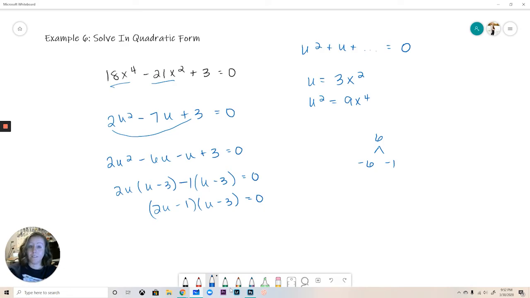Now again, still a recall moment. We're going to break up these two factors here. Erase this side work. We're going to have two separate equations. We're going to have 2u minus 1 equals 0, and u minus 3 also equals 0. So we have u equals, and I'm just going to solve this quick, plus 1 divided by 2 is going to be 1/2. U is going to be equal to 3.